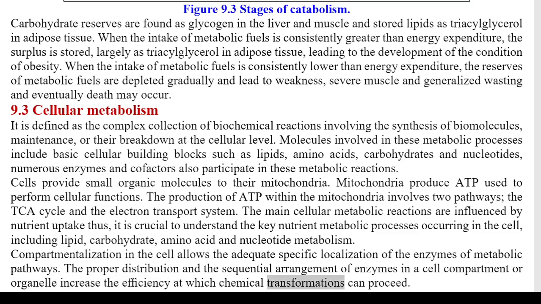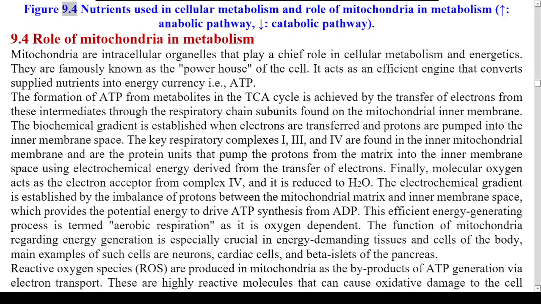chemical transformations can proceed. Figure 9.4: Nutrients used in cellular metabolism and role of mitochondria in metabolism. Upward arrow, anabolic pathway; downward arrow, catabolic pathway. 9.4 Role of mitochondria in metabolism. Mitochondria are intracellular organelles that play a chief role in cellular metabolism and energetics. They are famously known as the powerhouse of the cell. They act as an efficient engine that converts supplied nutrients into energy currency, i.e., ADP.